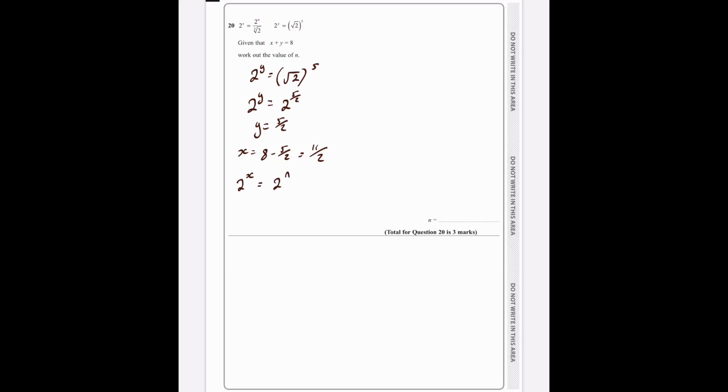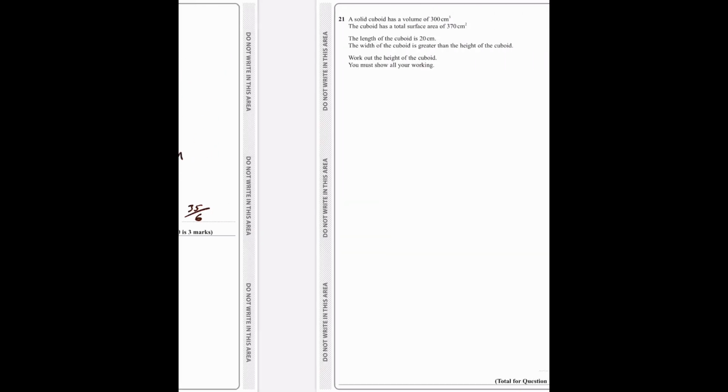So 2 to the power of 11 over 2, I'll just leave it as 2 to the power of x for now, will be equal to 2 to the power of n divided by the cube root, which is 2 to the power of a third. So we can subtract the powers, that's going to be n minus a third. So the powers are the same, x is equal to n minus a third. We calculated x to be 11 over 2, so 11 over 2 equals n minus a third, so n will be equal to 33 over 6 plus 2 over 6 when I get the common denominator. Add the numerators, 35 over 6, or 5 5/6 if you prefer.